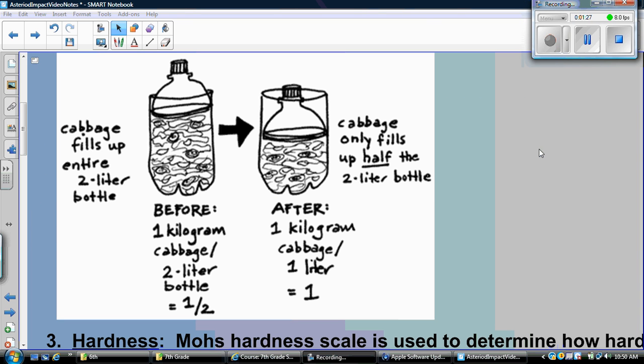So this picture below kind of tells you about the different densities. Okay, 1 kilogram of cabbage in a 2-liter bottle is 0.5 density. Okay, 1 kilogram of cabbage in 1 liter is more dense, so that has 1. So when you look up minerals and we try to find out which minerals are in a rock, minerals have different densities. So we can figure out what minerals are in a rock based on the density.